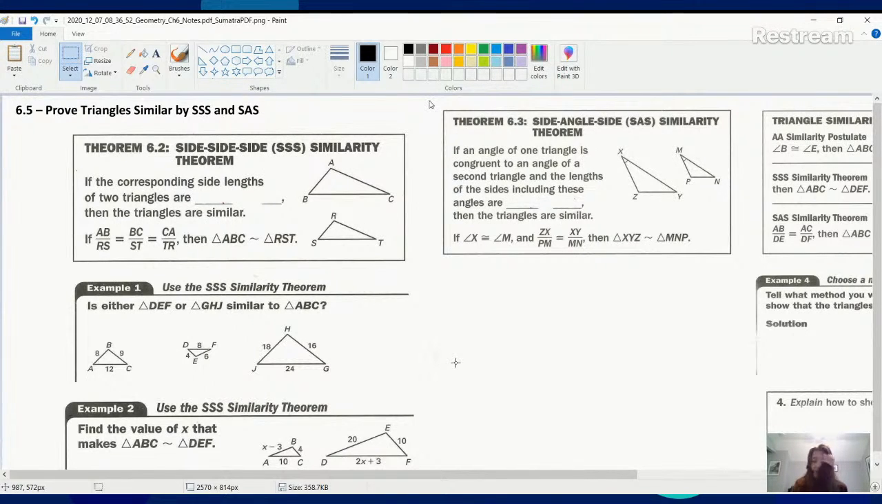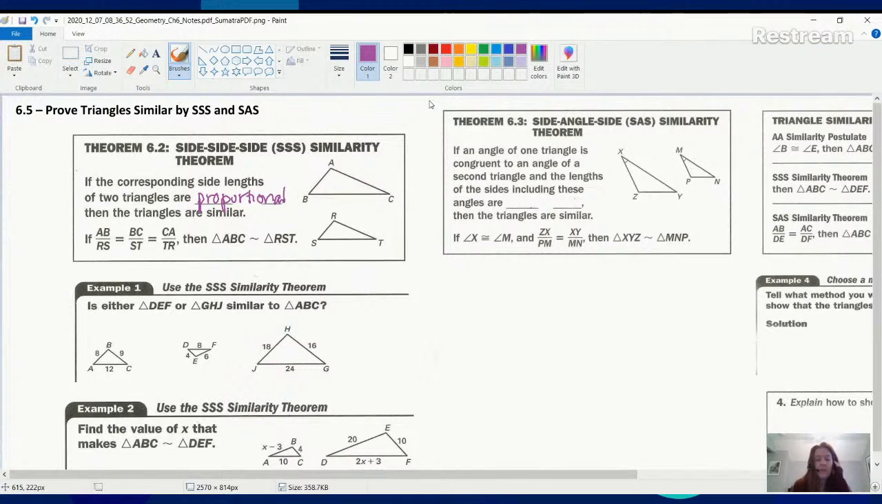Okay, so the first one we'll just go ahead and jump right in is right up here on the front of your screen. It's called the side-side-side similarity theorem. So you feel like you're having flashbacks to congruency, right? So we have the side-side-side congruent postulate. Well, the side-side-side similarity theorem, SSS similarity, is a little bit different. So what this one says is if the corresponding side lengths of two triangles are proportional, then the two triangles are similar.